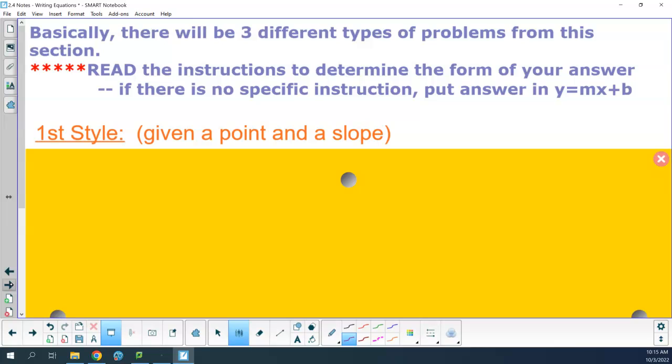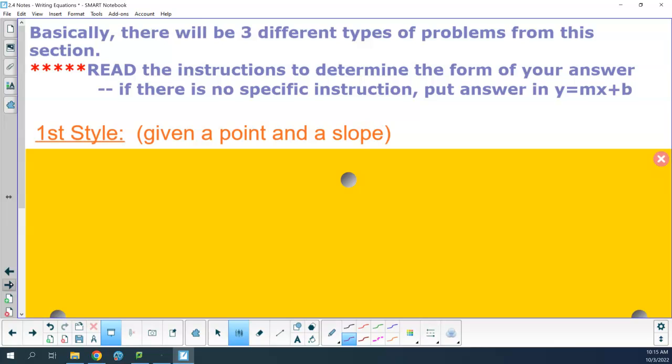So, there will basically be 3 different styles of problems that come out of these writing equation problems. Again, 5-star. Okay? Read the instructions to determine your form of the answer. If there is no specific instruction, then you can put your answer in y equals mx plus b form, or you can put it in standard form. I don't really care.